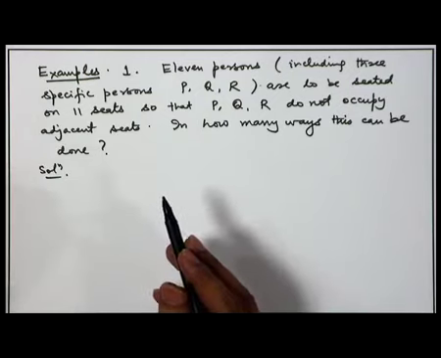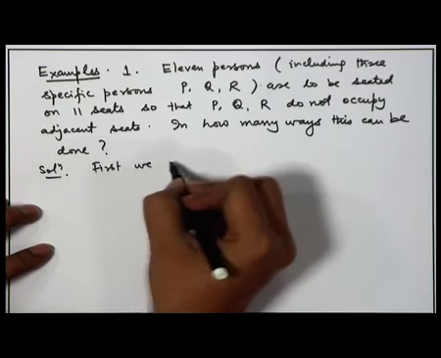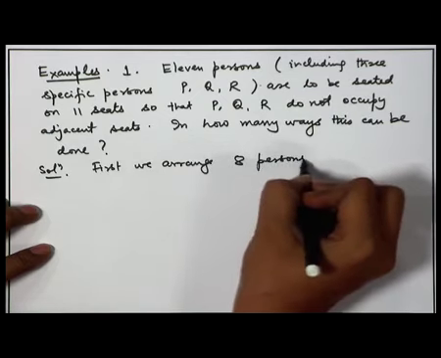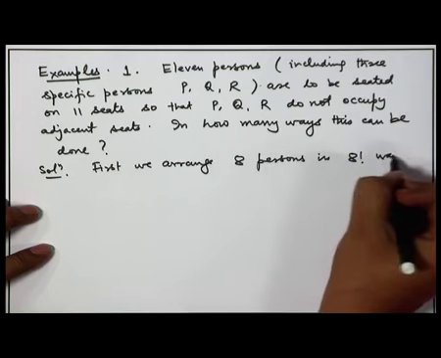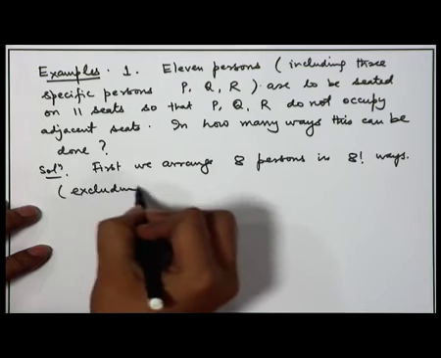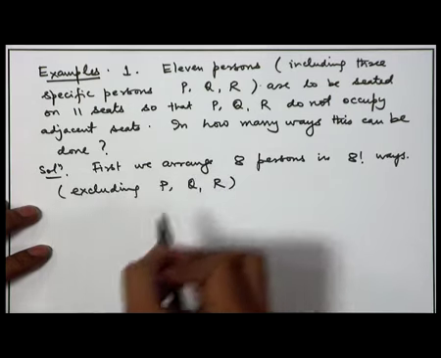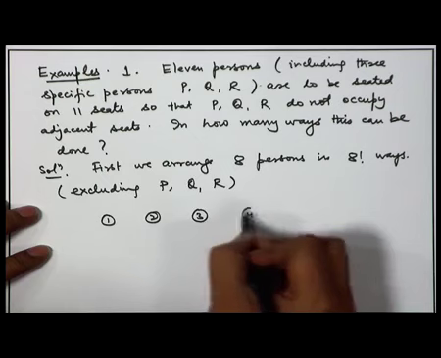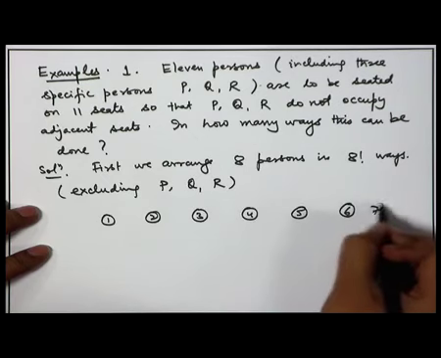So, out of these 11 persons, 3 persons are specific on which we are putting some restriction. So, what we do? We firstly place 8 persons. First we arrange 8 persons in 8 factorial ways, excluding P, Q and R. So, you can see like this person 1, 2, 3, 4, 5, 6, 7, 8.